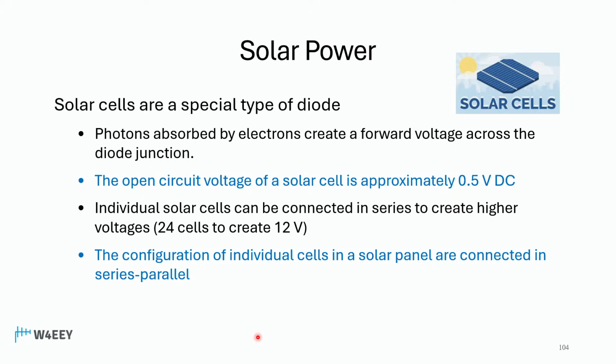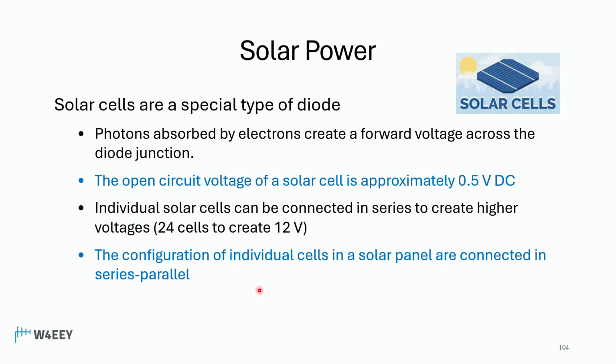Okay, some of this is a little bit dated, but that's all right. Solar cells are a special type of diode. Photons absorbed by electrons create a forward voltage across the diode junction. Open circuit of a solar cell is about 0.5 volt DC, so we wind up putting these in series and parallel to bump that voltage up to something that will actually be useful for us.